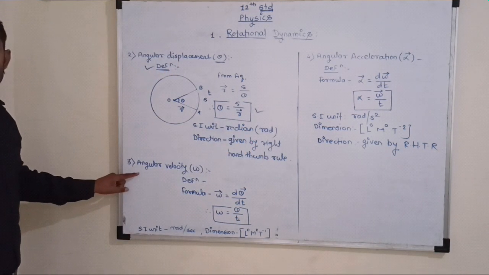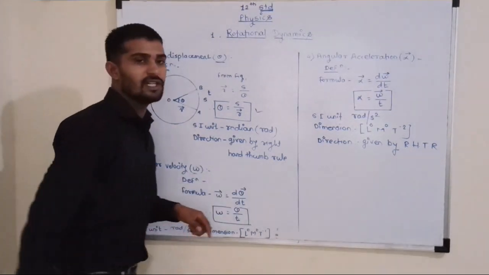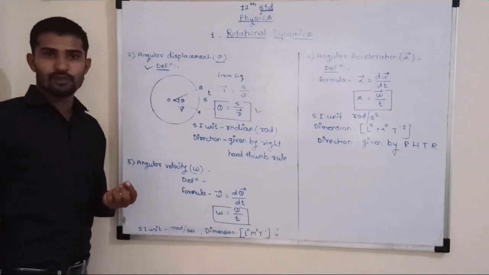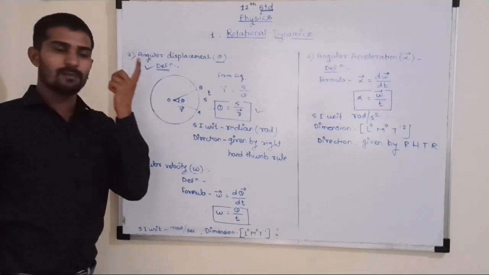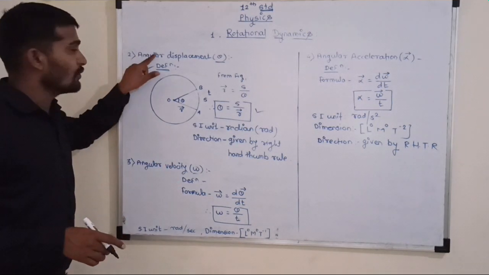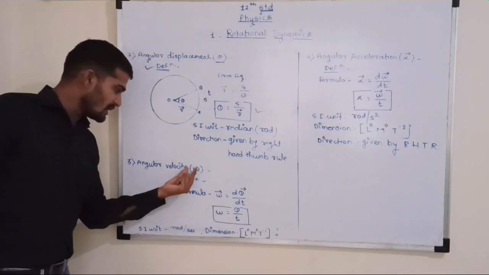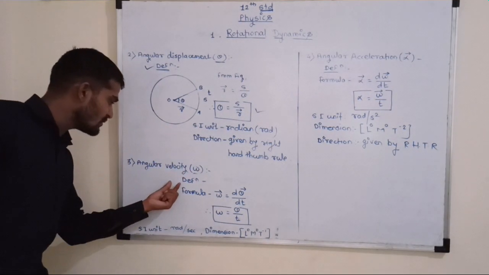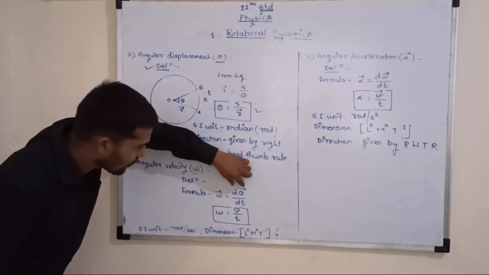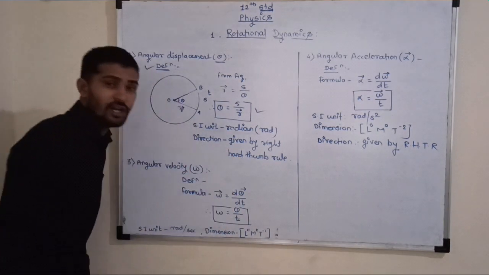Next, the most important term related to the circular motion, which is angular velocity, denoted by omega. This is a simple definition. We also studied linear motion. Velocity means the rate of change of displacement per unit time. The same definition applies here. The rate of change of angular displacement per unit time is called angular velocity, which is denoted by omega. So, by using the definition, omega, angular velocity, is the rate of change of displacement per unit time, that is d theta upon dt.